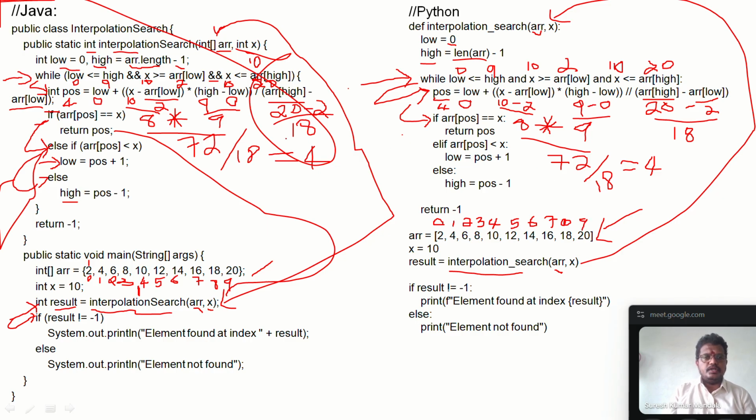So arr[pos]: the pos position holds 4. What is arr[4]? The value we have is 10. What is the target value we are searching for? 10. So it checks whether arr[pos], 10, is equal to 10. The condition is true. It will return pos, and pos is stored in result, that is 4. Again it checks whether result 4 is not equal to -1. Yes, so it will print. This is the procedure of how this program will be executed in Python.